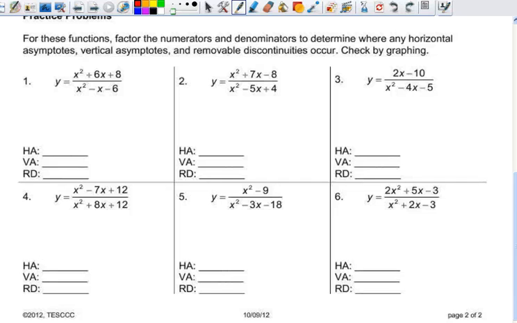All right, what we're going to do is look at the difference between horizontal asymptotes, vertical asymptotes, and this RD stands for removable discontinuities. Okay? So let's just go through it, and it's not going to make a whole lot of sense right at first, but the more we do, it'll make more sense. So let's start with number one.